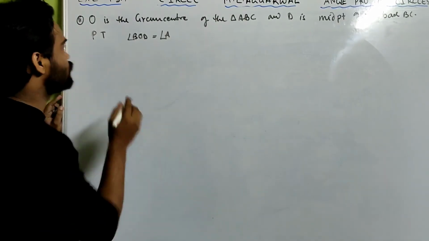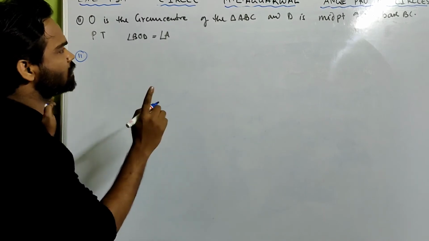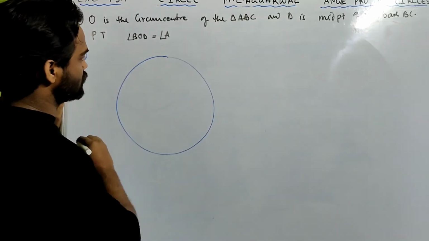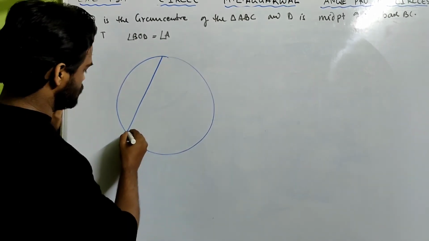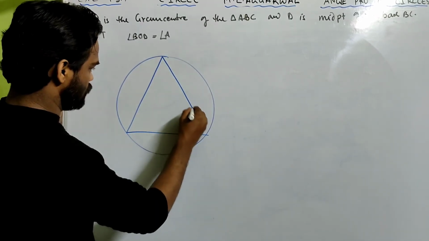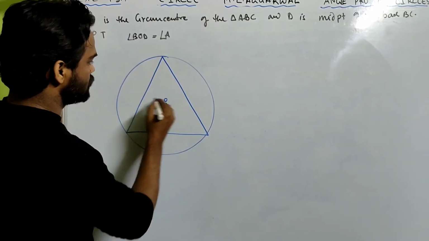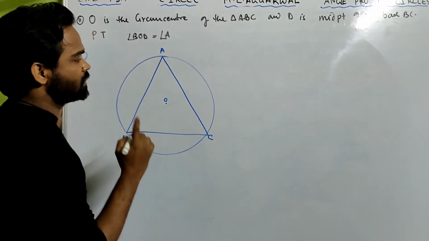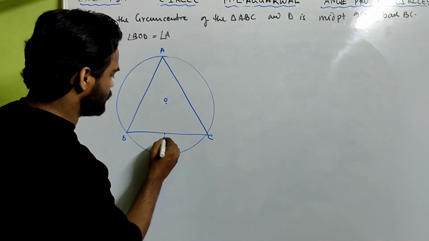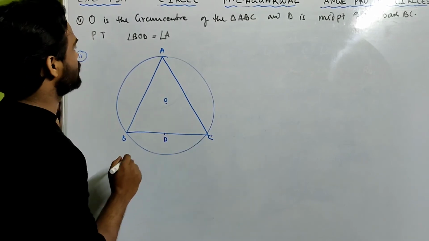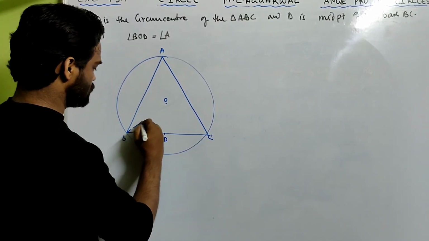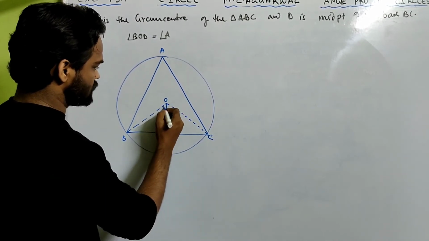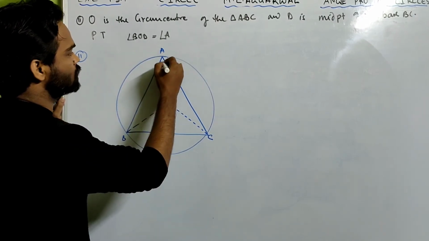Now look at sum number 11. Very interesting. They have not given the diagram. O is the circumcenter of triangle ABC. So if you have a circle, then just look, I'll draw a triangle OBC. O is the circumcenter of the triangle ABC. D is the midpoint of BC. So BD and DC are the same. Prove that angle BOD, which means if I join this, then this angle is equal to this angle.